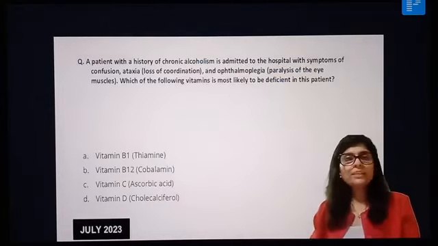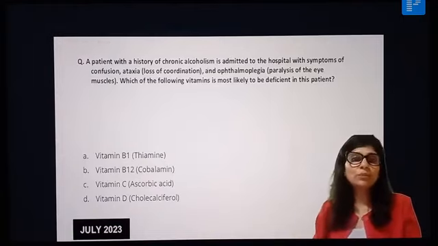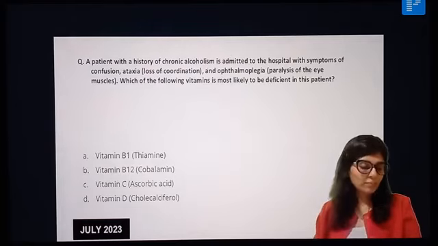A patient with a history of chronic alcoholism is admitted to the hospital with symptoms of confusion, ataxia and ophthalmoplegia.